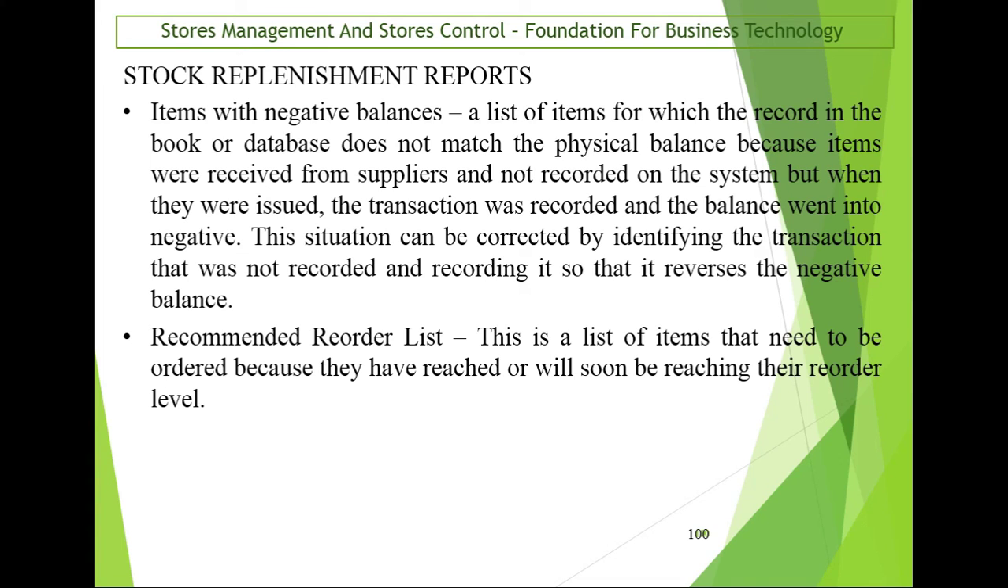And then the last report is your recommended reorder list. This is a list of items that need to be ordered because they've reached or they will soon reach their reorder level. So you can see that you have a wide scope of reports that help you to make decisions, that help you to enforce policies. As a manager, if you are looking at these reports constantly, you will be able to correct situations that are going wrong before they are actually out of hand.